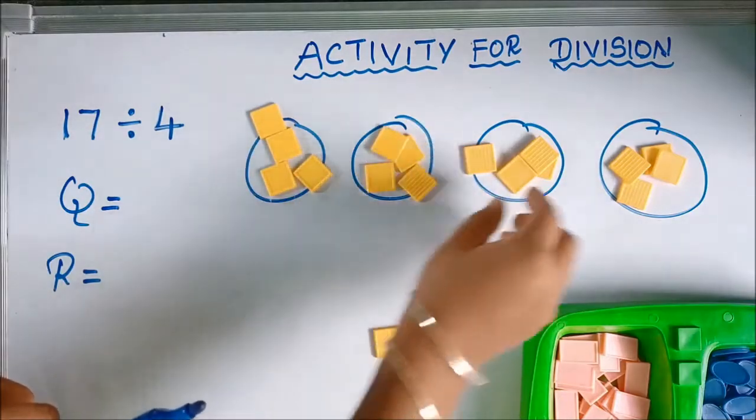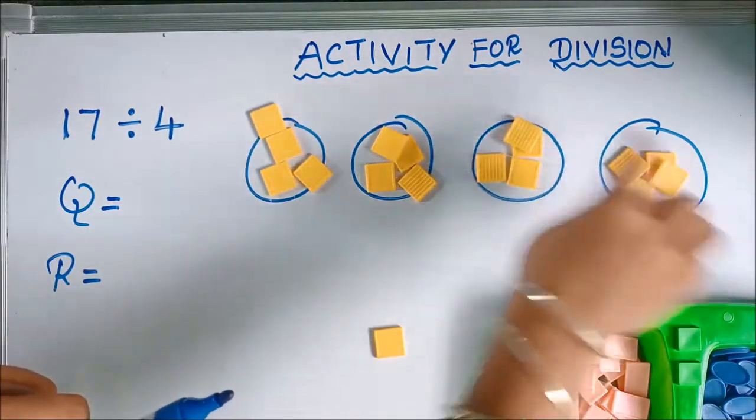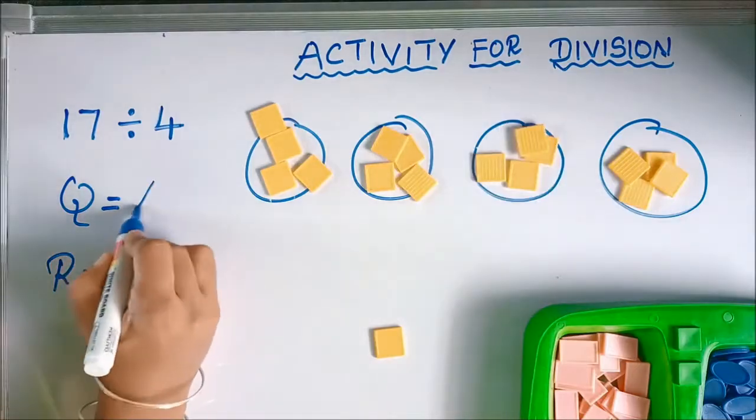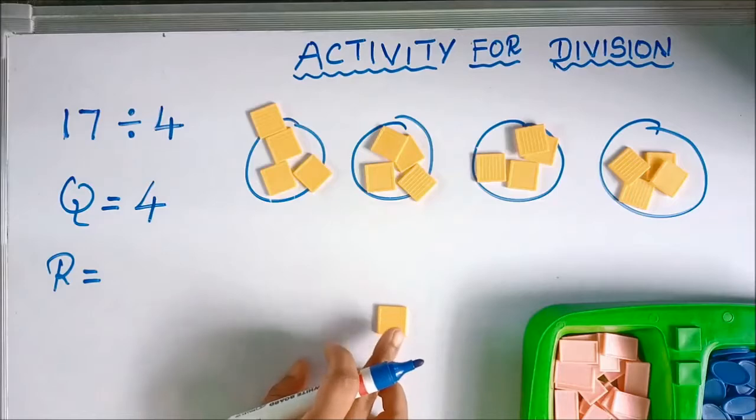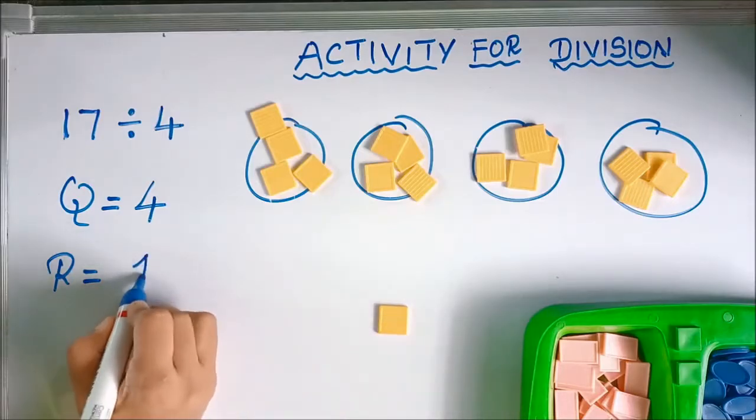Similarly check other parts. Each part contains 4 only. So you have to write 4 as the quotient and the remaining piece as the remainder. We have only 1 piece remaining. So you have to write 1 as the remainder.